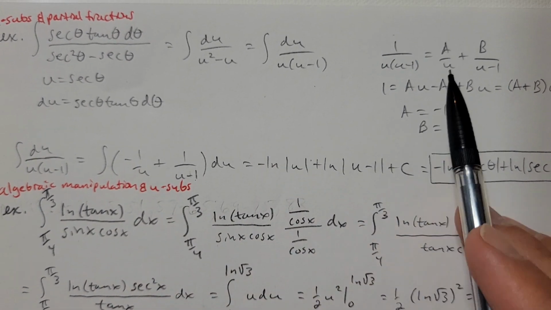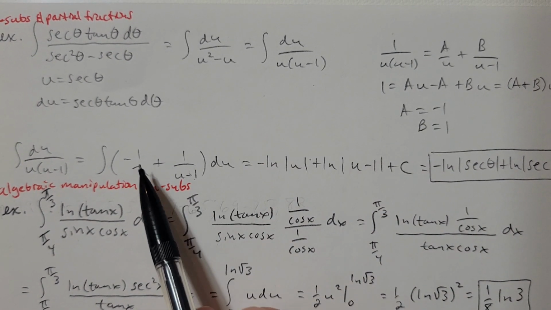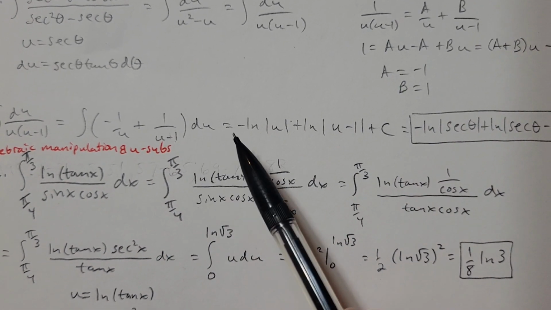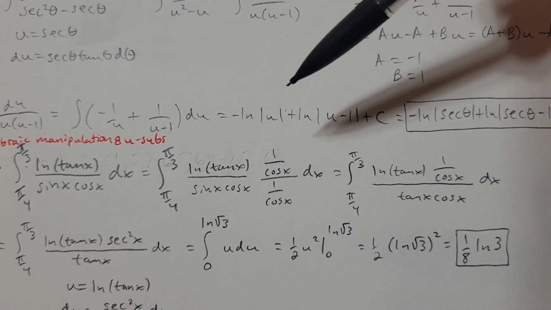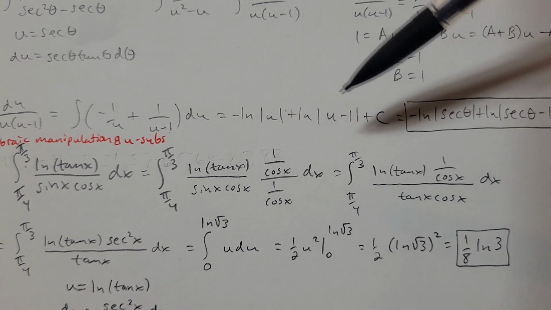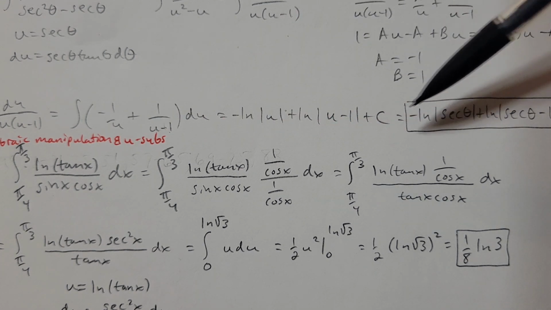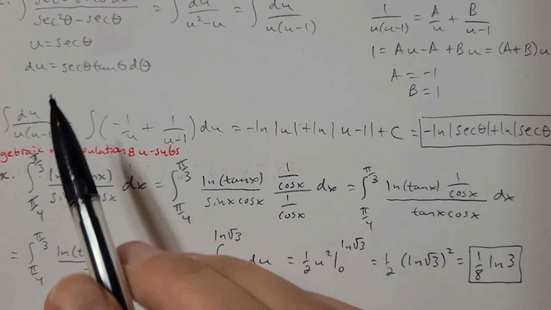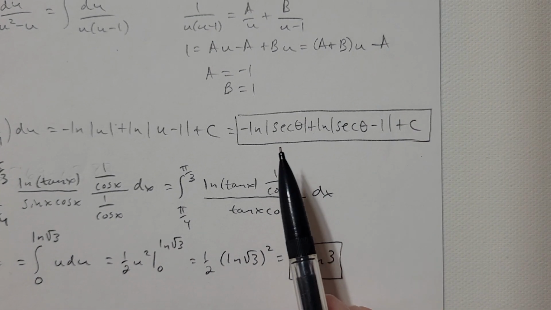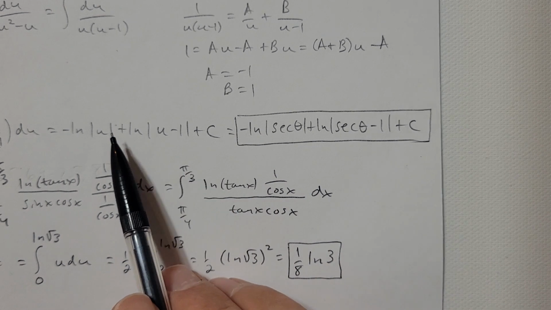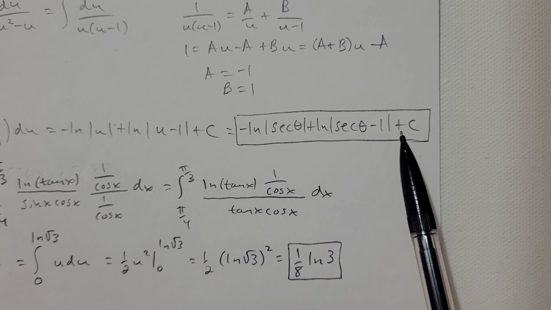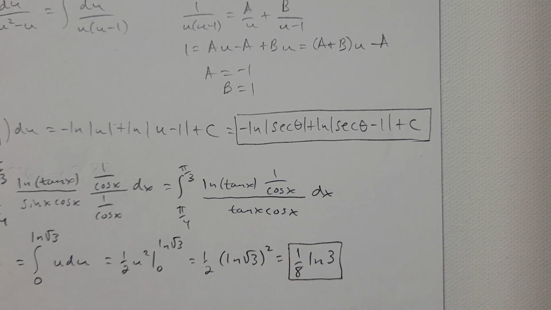And now when we go back to the integral and replace a with negative 1 and b with 1, that allows us to get the antiderivative. So I got negative the ln of the absolute value of u plus the ln of the absolute value of u minus 1 plus a constant. u is secant theta, so replace that. My answer then would be negative the ln of the absolute value of secant theta plus the ln of the absolute value of secant theta minus 1 plus c.